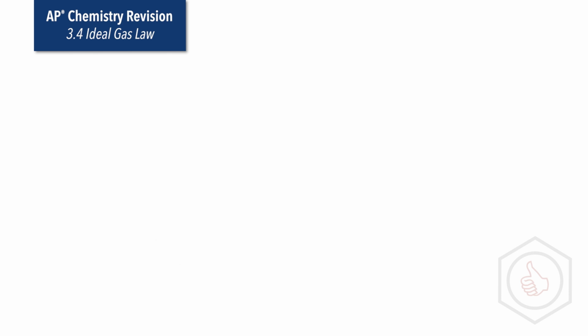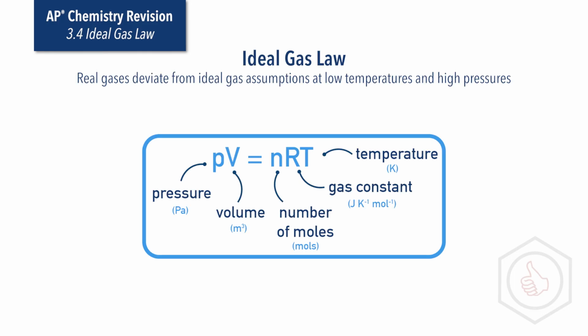Modeling gases as ideal gases enables us to use the ideal gas law. The ideal gas law is given as PV = nRT, with P being pressure, V being volume, n being moles, R being the universal gas constant, and T being temperature. Pay really careful attention to the units when using the ideal gas law.